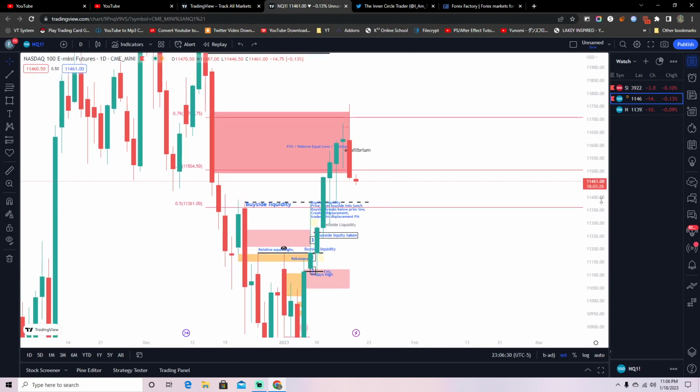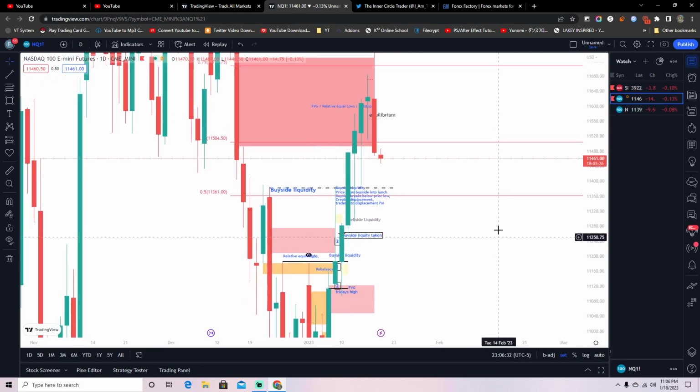So if you look here, we have these relative equal highs. Price then traded lower, and we're on the daily time frame. Price traded lower, but then if you look here, price displaces. We have this displacement above into equilibrium, and now we have price trading into that.